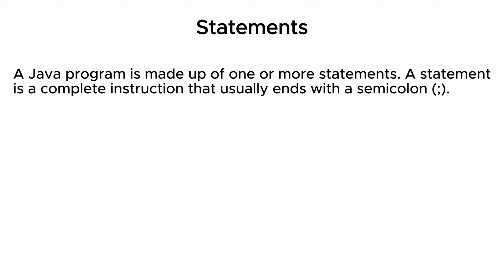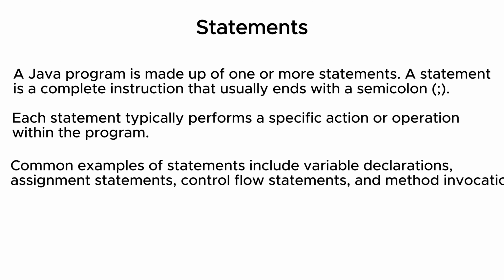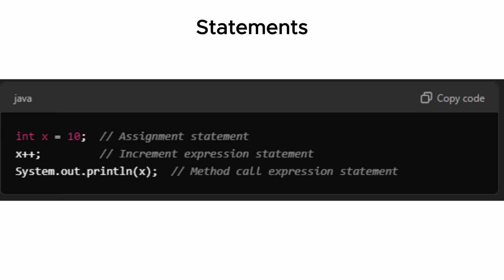Now let's talk about statements. In Java, statements are the building blocks of a program that represent a complete unit of execution. A statement is essentially an instruction that performs a specific action, like declaring variables, making decisions, looping through code, or calling methods. Java statements generally end with a semicolon, and they are executed sequentially in the order they appear, unless control flow statements like loops or conditionals modify that flow.